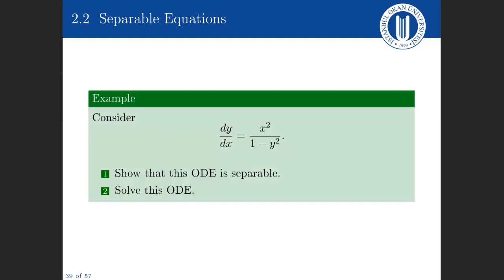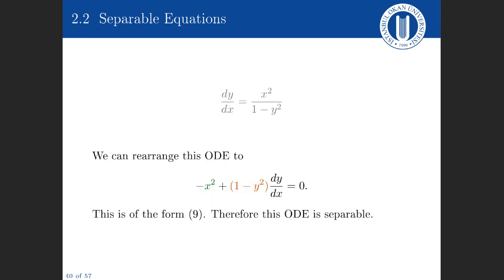For example, consider dy dx is equal to x squared over 1 minus y squared. Show that this differential equation is separable and then solve this differential equation. We can rearrange this equation to minus x squared plus 1 minus y squared, dy dx is equal to 0. So I have a function only of x plus a function only of y, dy dx is equal to 0. So this differential equation is separable. Now I want to solve this.